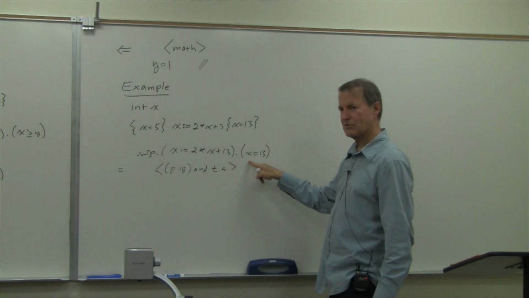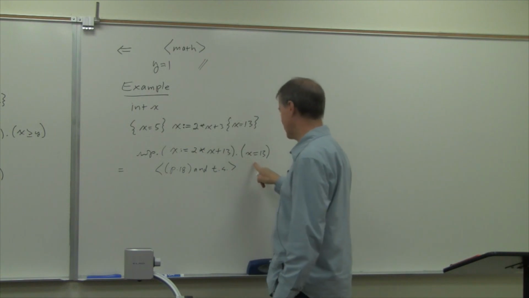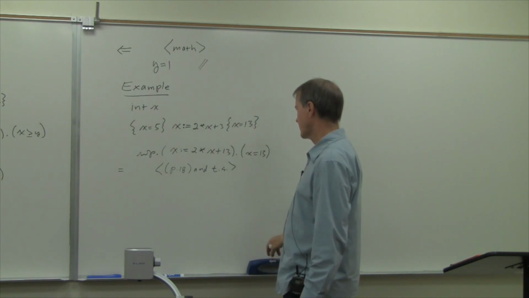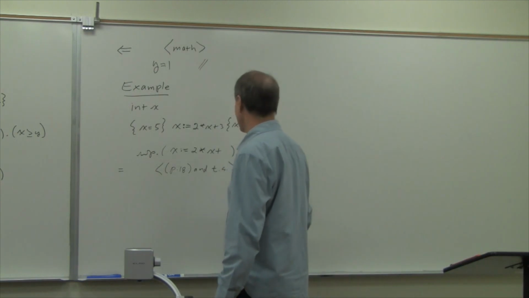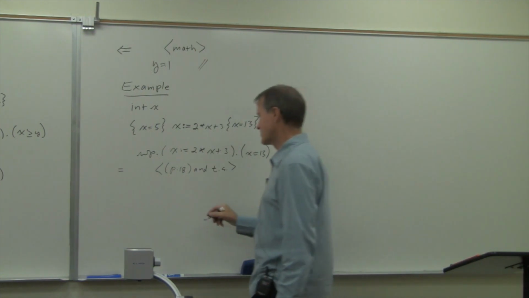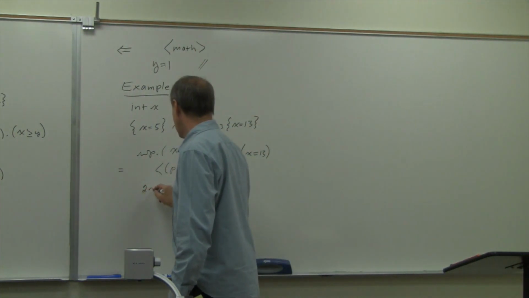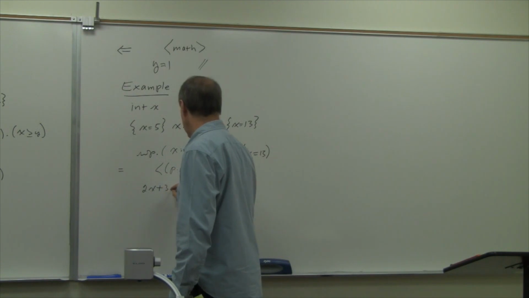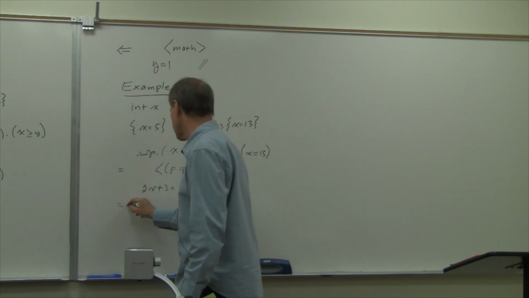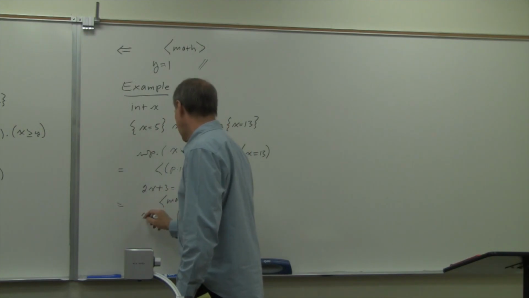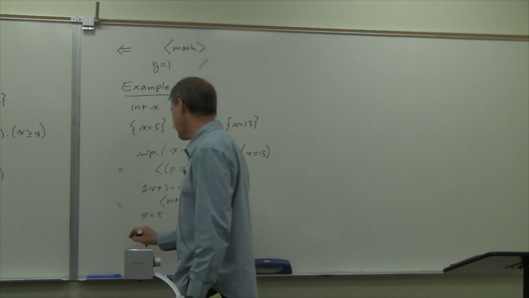So what is this? 2x plus 3, not plus 13. Making all kinds of mistakes here. Okay, equals 13. So this is 2x plus 3 equals 13. And this equals by math what? X equals 5. X equals 5. But now what do we have to get it to?